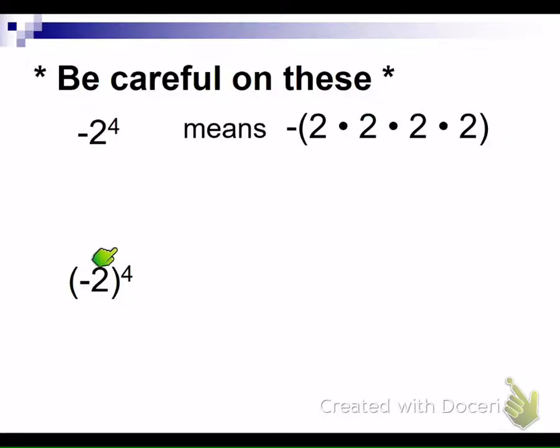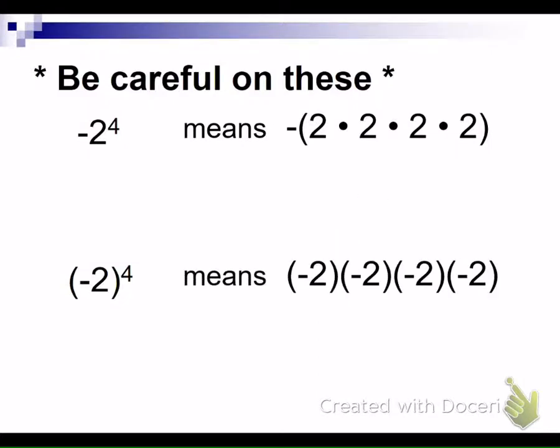All right? Down here, the parentheses are absolutely important because what does this mean? Negative 2 times negative 2 times negative 2 times negative 2. Which answer would end up being negative, the first one or the second one? The first one. What about the second one? It would end up being positive. Very good.